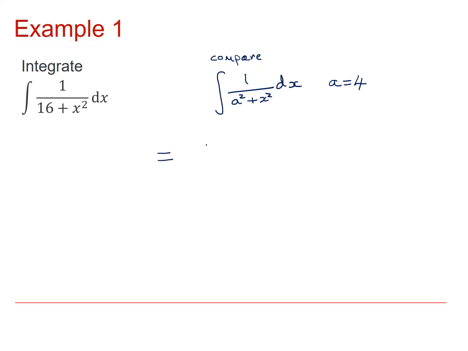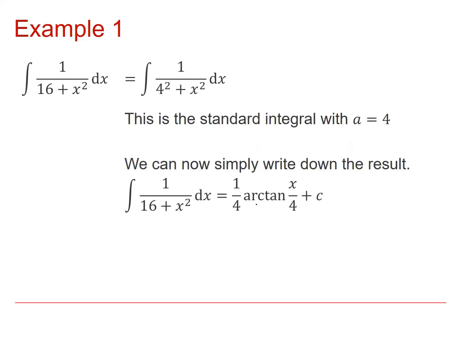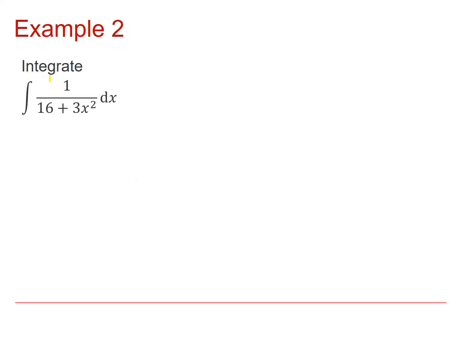The result of this integral is 1 over a, so in this case that's 1 over 4, times the inverse tangent, so arctan of x over a, so x over 4, plus my constant of integration. And again, typed up so you can read it easily. So how about this one?